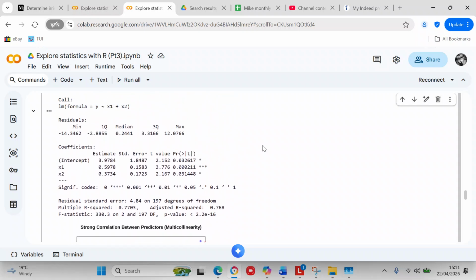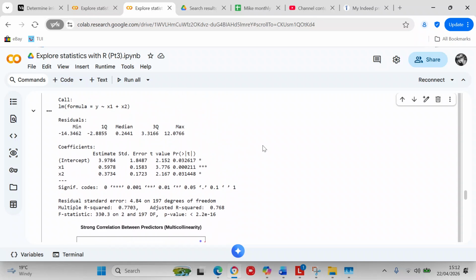So this is a summary of the model. The formula is lm(formula = y ~ x1 + x2). And then we've got the residuals: the minimum, the first quartile, the median, which is also the second quartile, the third quartile, and the max. Then you've got your coefficients for the intercept, x1 and x2. And then you've got your significance codes.